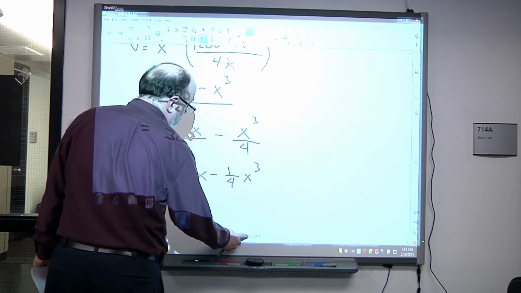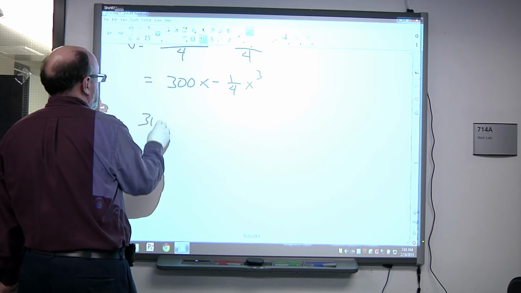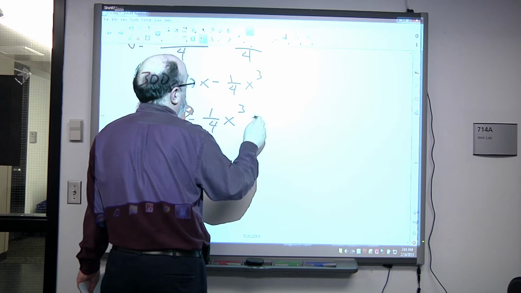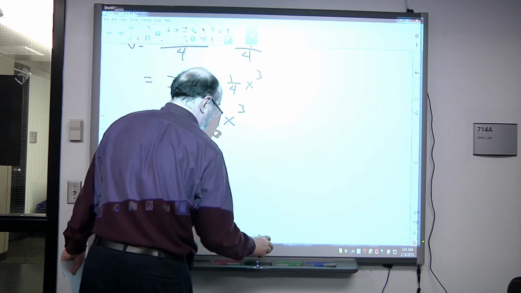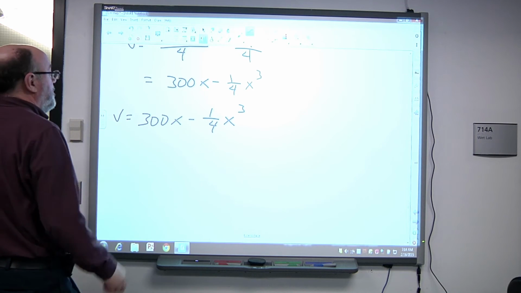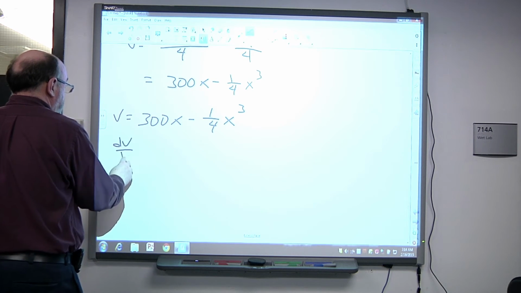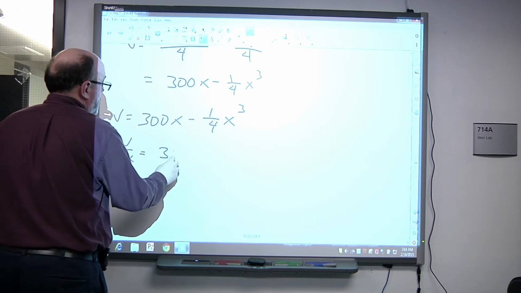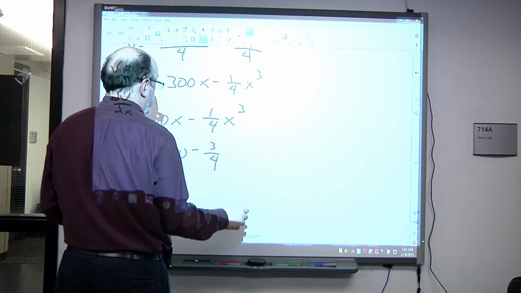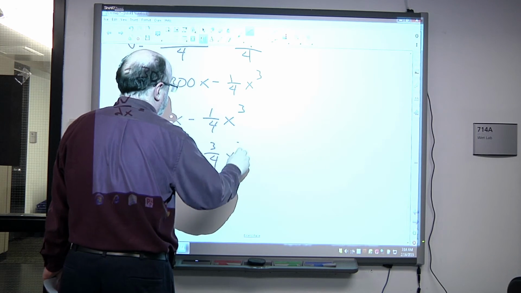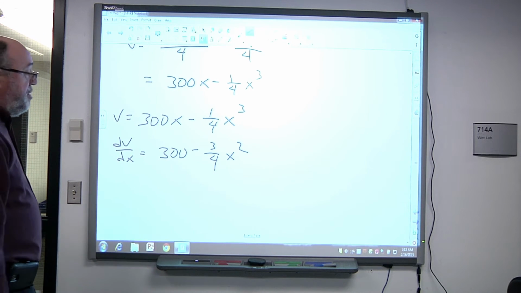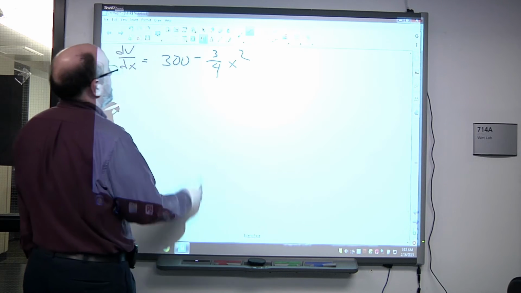The next step then was to take that equation and set it equal, skipping ahead. So here's my volume equation, and now we want to take our derivative, and so dV/dx is going to equal 300 minus 3/4 x squared. Okay. So that's my derivative. Now we take our derivative and we set that equal to 0.